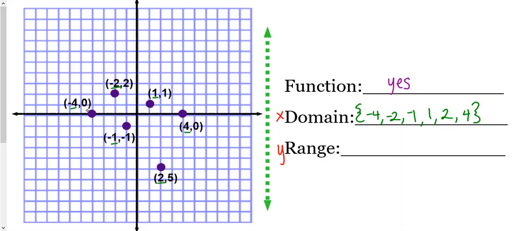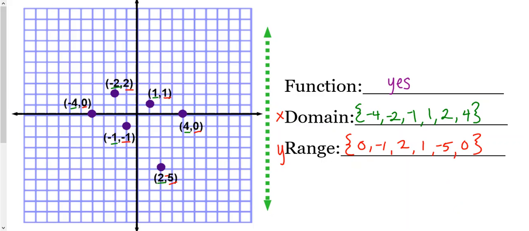In my range, I'm listing my y values. So I have 0, then I have -1, +2, +1. This should be -5 because it's in the negative quadrant. That was a typo. And 0. And that's my range.